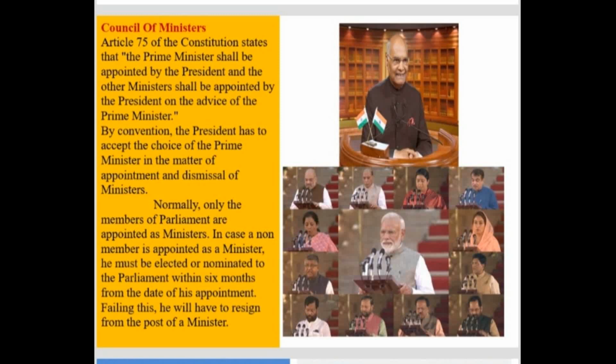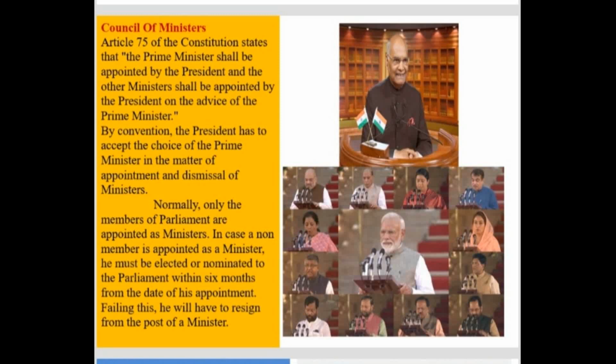Here the president cannot choose the council of ministers directly. He should take the advice of the prime minister. So by convention, the president has to accept the choice of the prime minister. What do you mean by convention here?